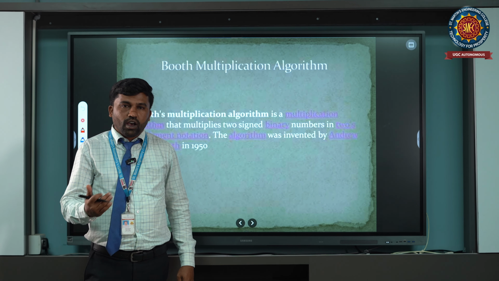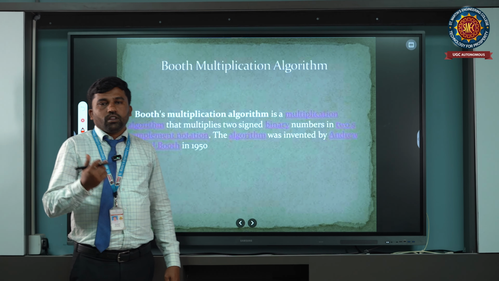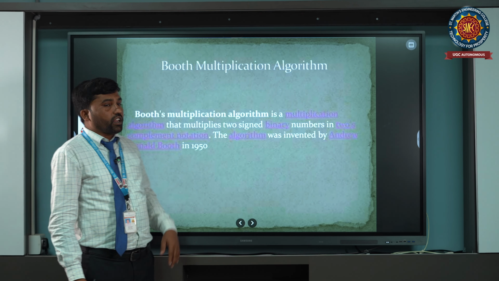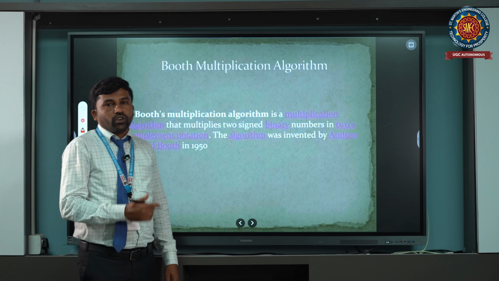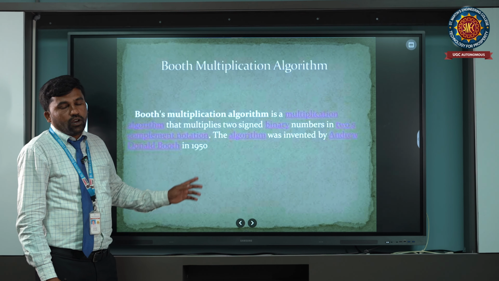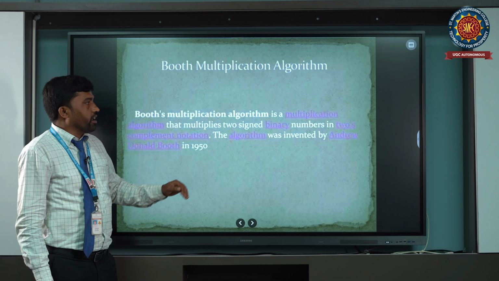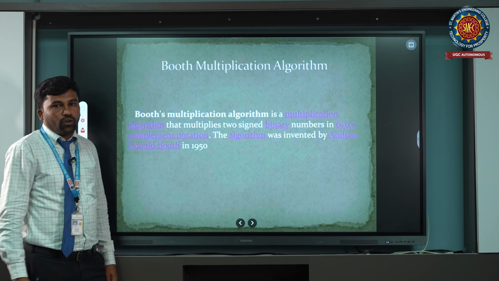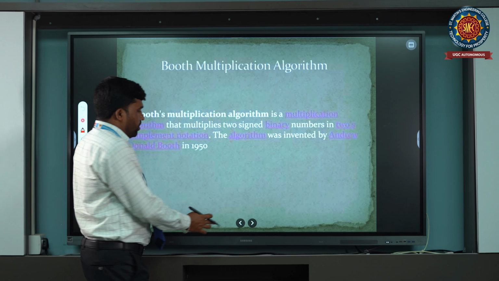So, either a 0 or 1 only. Why? Because the computer can do the process based on binary numbers only. So if you are given negative numbers, you can use 2's complement in the Booth algorithm. Based on this Booth algorithm only, we can do the operation of multiplication.